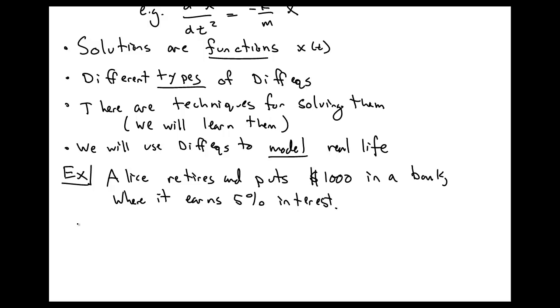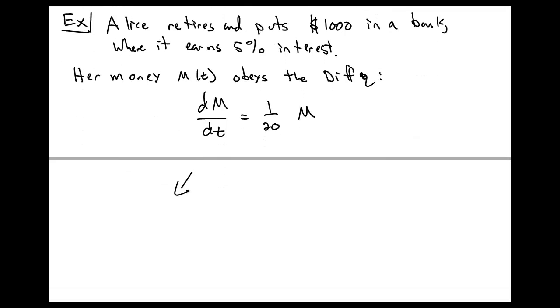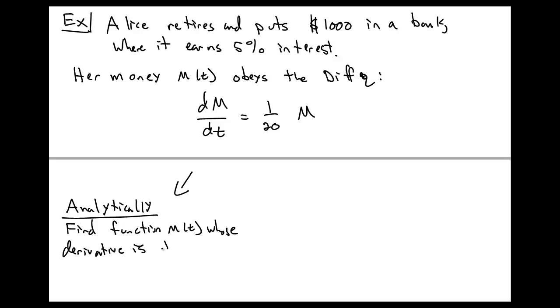Okay, so what that means is her money, which we'll call the function m of t, obeys some differential equation, which looks like dm dt is equal to 1/20th m. There's different ways of understanding this. Analytically, what this means is we want to find a function m whose derivative is 1/20th of the original function.